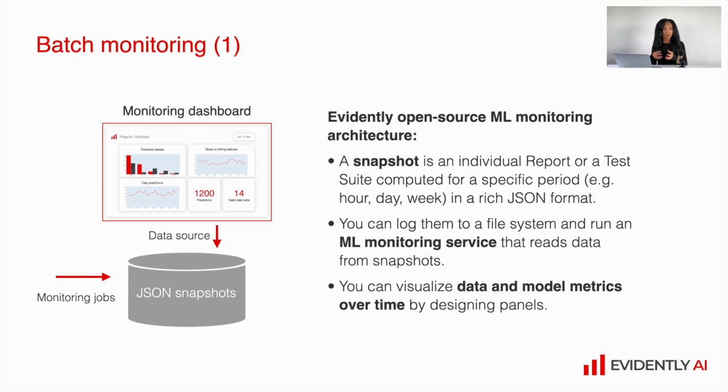We are going to explore snapshots, which are individual reports or tests computed for a specific period of time, like an hour, a day, a week, or even a minute. This is a rich JSON format. We can log such snapshots to a file system, a database, or an object storage, and then build up a monitoring service which will read those snapshots and build for us the time series-based panels together with the individual reports and test suites, so that we can visualize data and model metrics over time and, if needed, access the individual reports and see what's going on in the details.